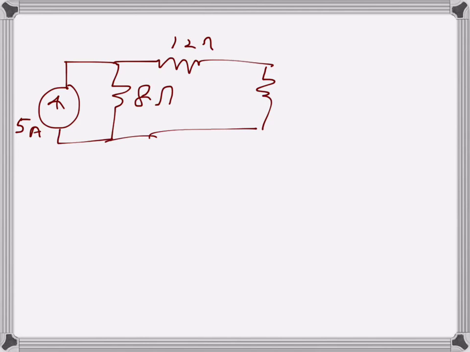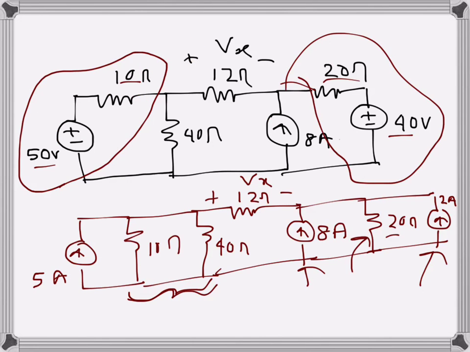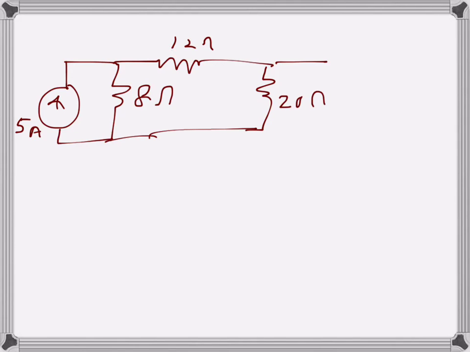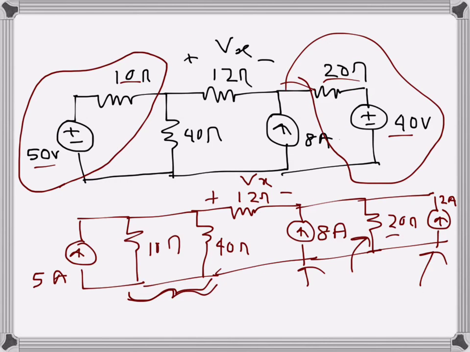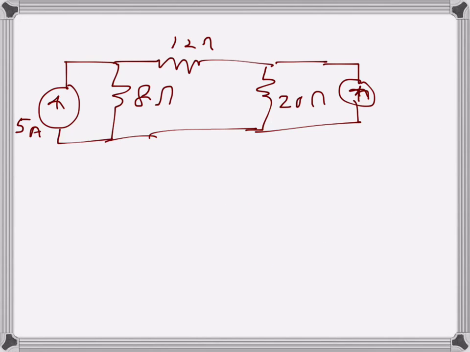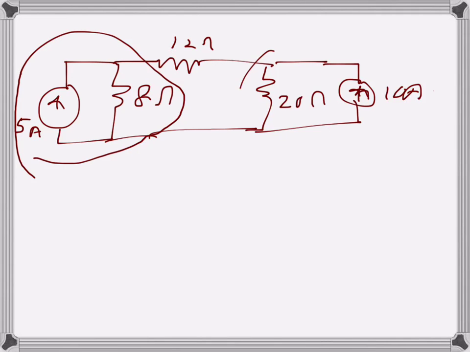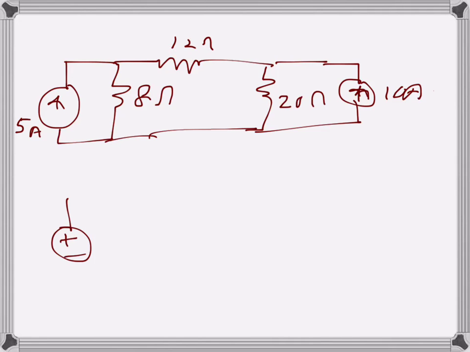Here the 20 ohms resistance stays the same and the current sources are added. Since they are in the same direction, the value will be 8 plus 2, that's 10 amps. Now I can see a current source and parallel resistance, and another current source and parallel resistance, so I will convert them to voltage source and series resistance. That way I will end up with just one series circuit.